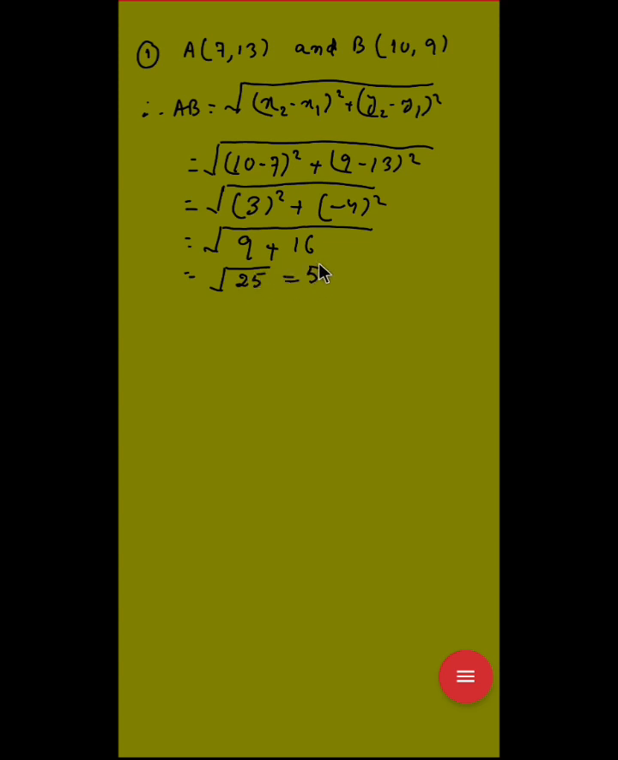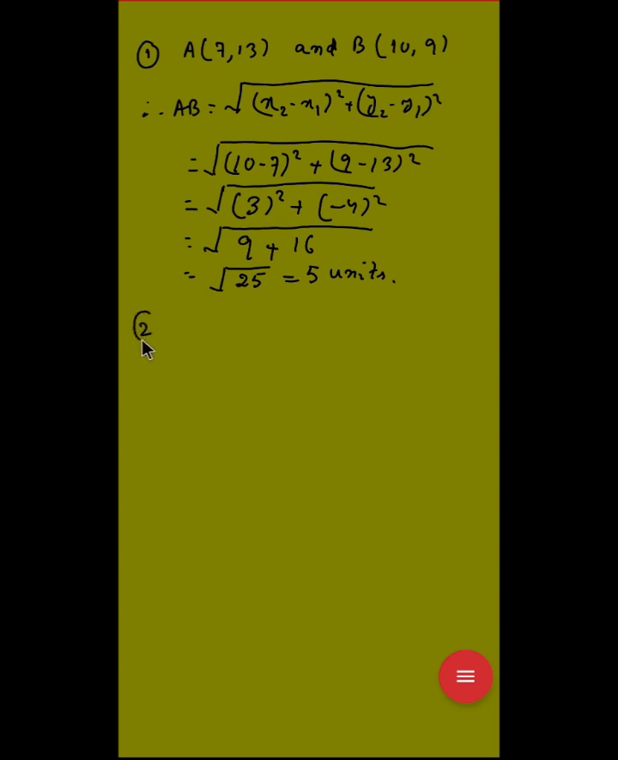So dear student, we have calculated the distance between point A and B, that is A (7, 13) and B (10, 9). The result will become 5 unit. So now we are doing another question, so the concept should be more clear.